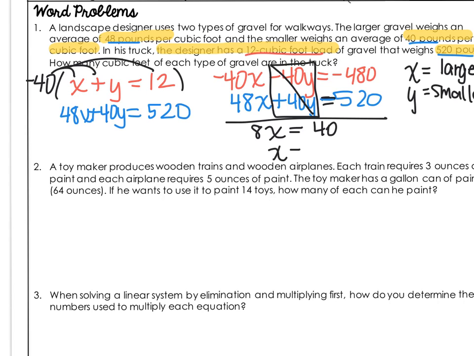So x equals 5. Now when you're going back to plug that in, I think there is a clear winner here. We're going to use the first equation. 5 plus y equals 12, so y equals 7. So how many cubic feet of each type of gravel are in the truck? We've got 5 cubic feet of the larger type and 7 cubic feet of the smaller type.